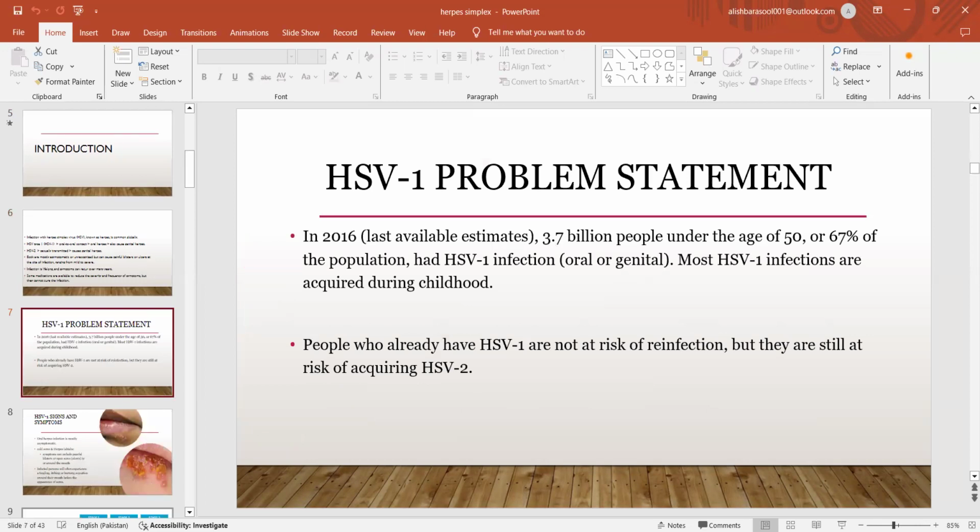Herpes simplex virus type 1 problem statement. In 2016, last available estimates, 3.7 billion people under the age of 50, or 67% of the population, had herpes simplex virus 1 infection. Most herpes simplex virus 1 infections are acquired during childhood. People who already have herpes simplex virus 1 are not at the risk of reinfection, but they are still at the risk of acquiring herpes simplex virus 2.